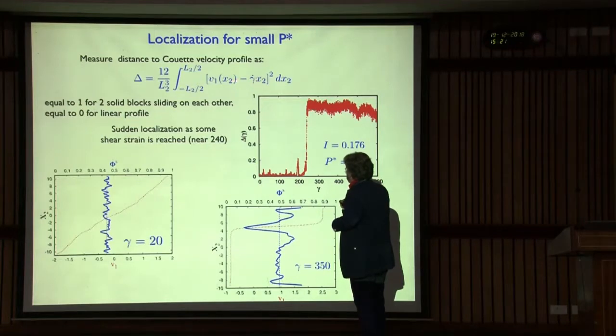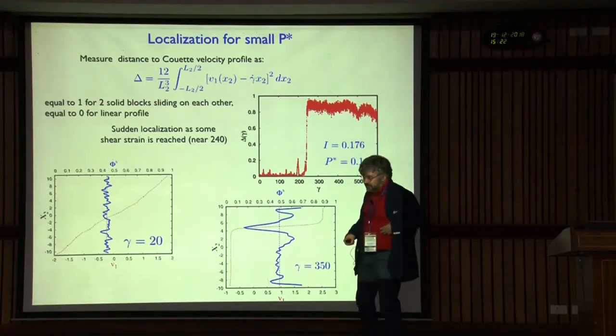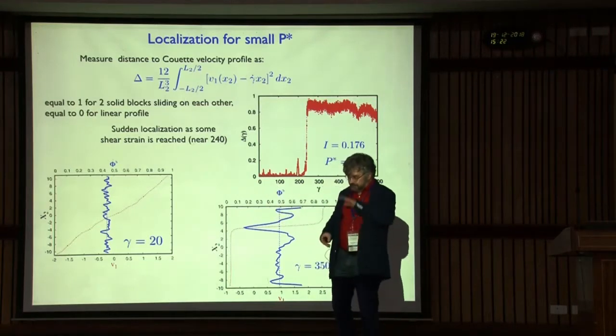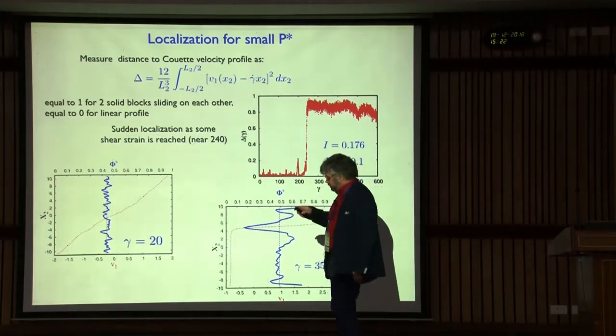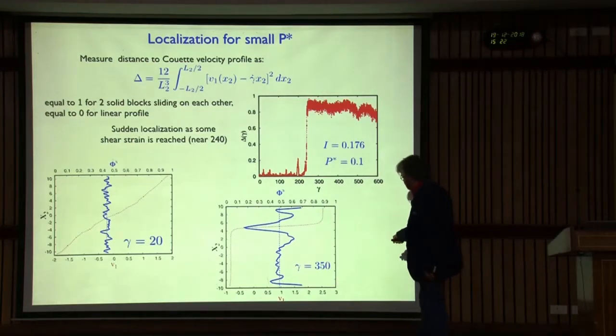Gamma dot x2 is the profile, so we square it and we integrate it, we average it. And this coefficient here is such that delta would be equal to 1 in the case of total localization, one solid block sliding against another solid block. So here is the profile of solid fraction, with values written on the upper axis here, and velocity, values to be read there, velocity profile.